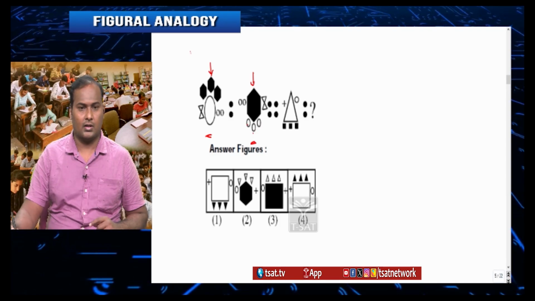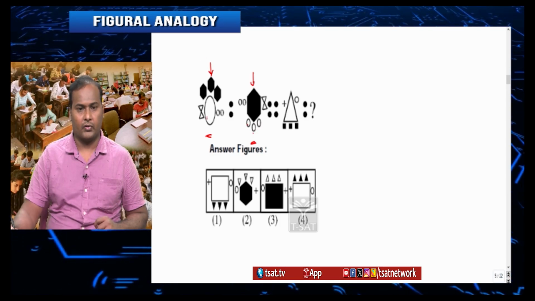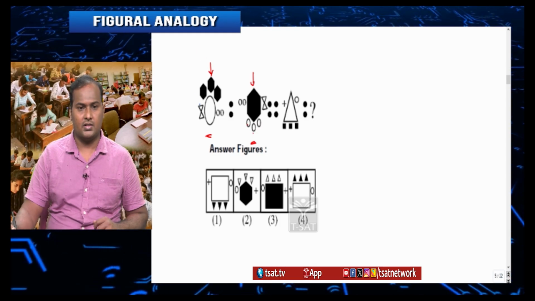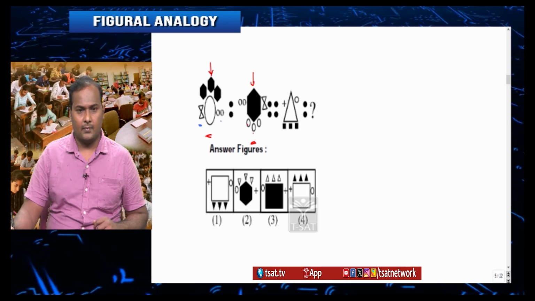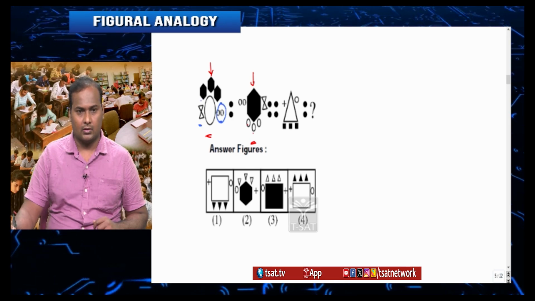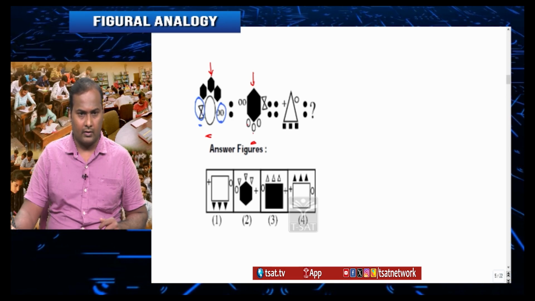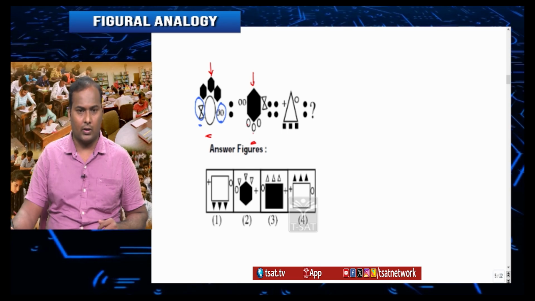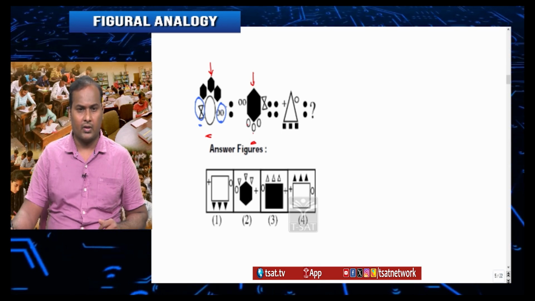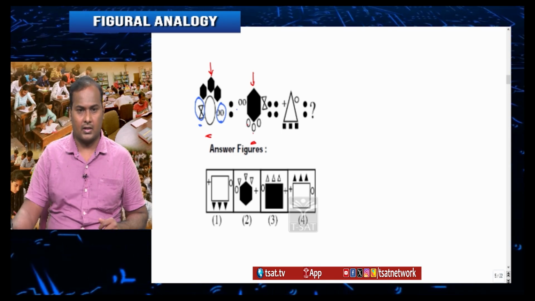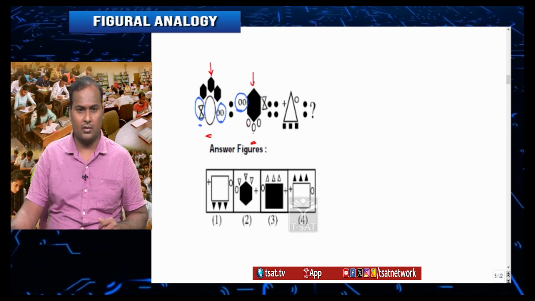That is one change. What is the change? Top and bottom. What is the next change? The next change is right side and left side. You can see here, on the left side, you are having a figure. On the right side, you are having two circles. Is there any change? Yes, the circles have also changed their position.